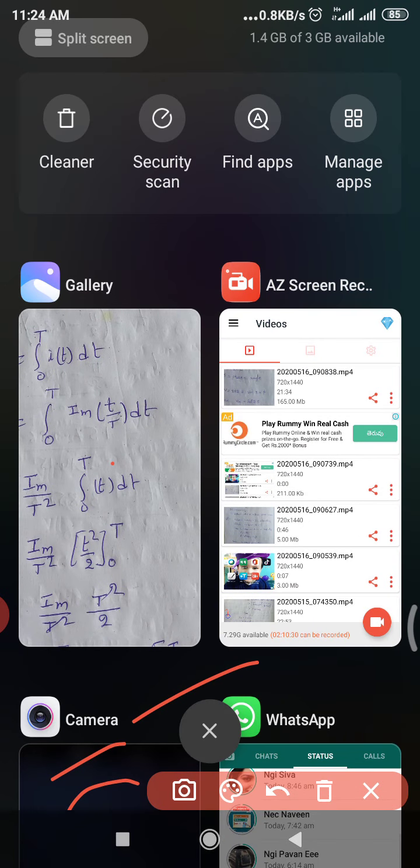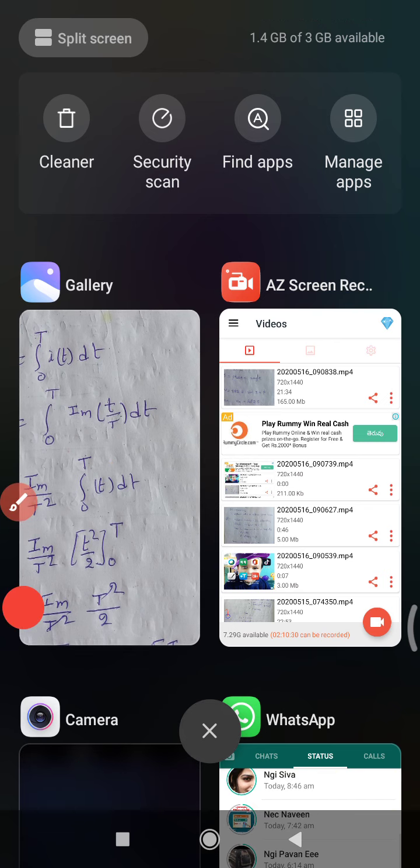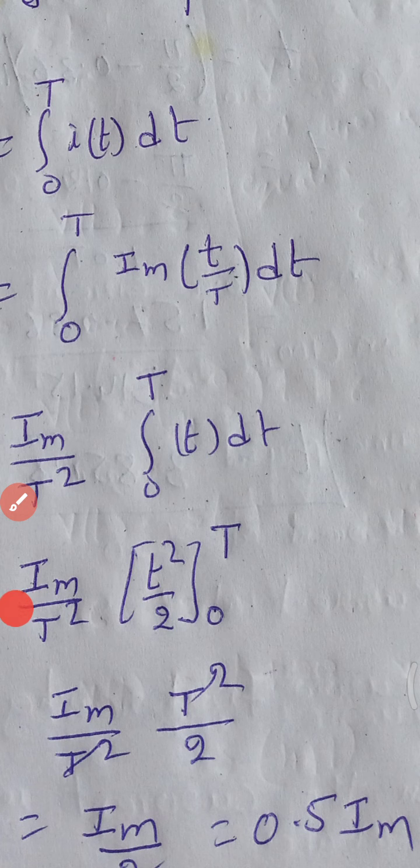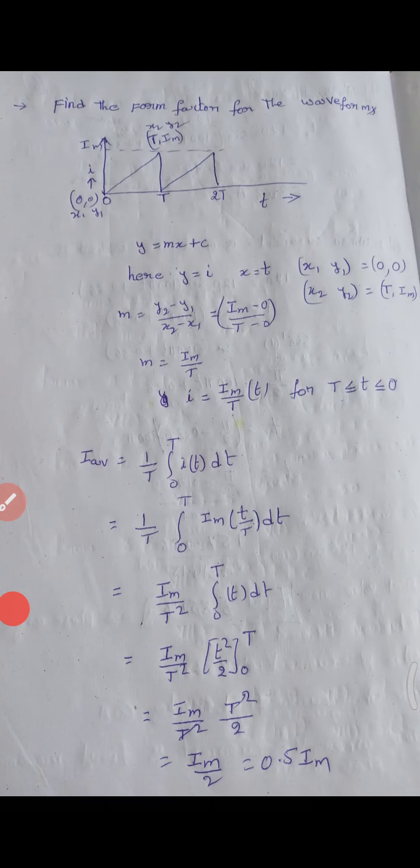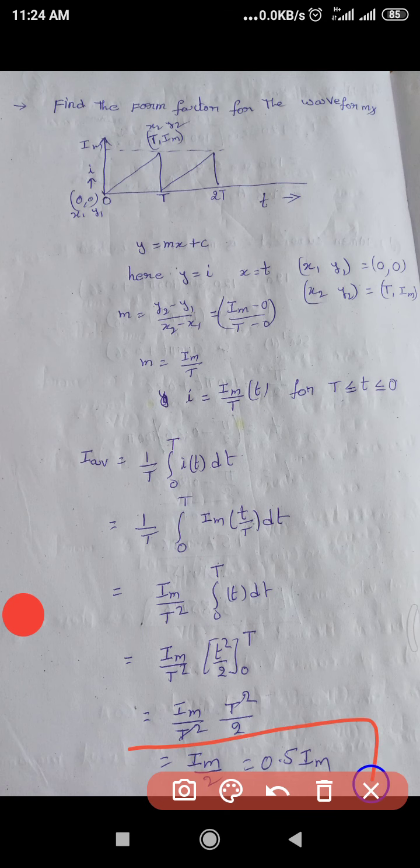If you simplify these things, we get 0.5 into Im. This is the average value for the given triangle waveform.